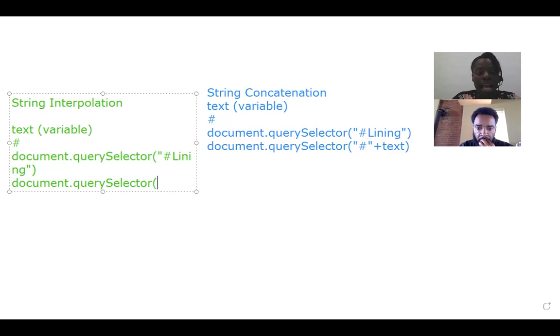And now I'm going to use backtick. And then put the hashtag, and I'm going to say, okay, I got a placeholder variable, text, whatever that is, and then the backtick. That's the end of my statement.